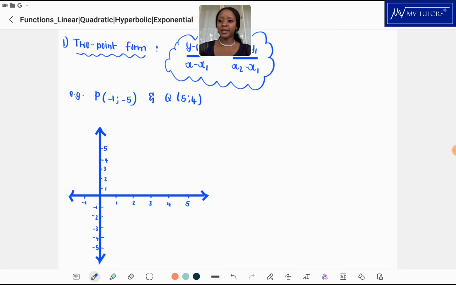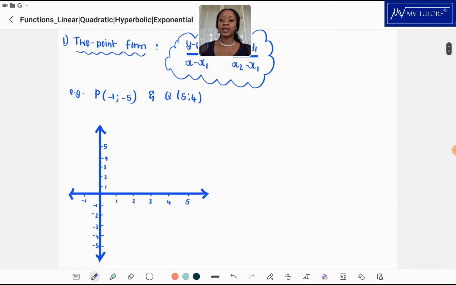If you have 2 points, let's just plot them. For P, I have -1 and -5, so it's somewhere here. For Q, the x is 5 and the y is 4, so it will be somewhere over here. Then I draw a straight line between the 2 points.